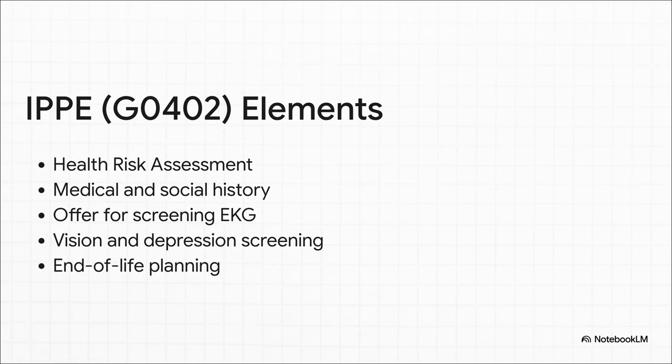Right out of the gate on that timeline is the IPPE, or the Initial Preventative Physical Exam. You probably know this as the Welcome to Medicare visit, which we code as G0402. Now, this is a strict one-time benefit that literally has to happen within the first 12 months of a patient's Part B enrollment. And take a look at these required elements. It's definitely not your standard physical exam. You've got to have a health risk assessment, you have to offer a screening EKG, do vision and depression screenings, and even include end-of-life planning.